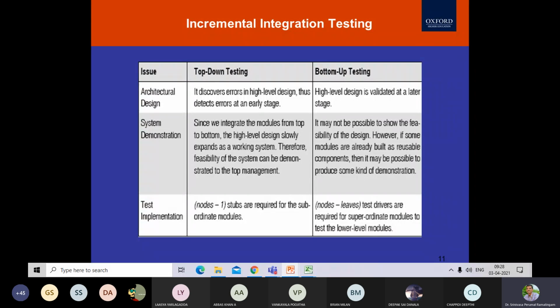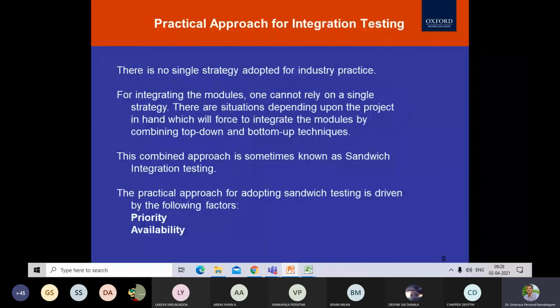What is sandwich testing? To reduce the time, one side people should start from the top level, and the other side people should start from the bottom level. That means in the middle, we will have some demonstration. We will complete our feasibility study, and at the same time, we will have some demonstration. So that's why many companies prefer sandwich integration testing. This combined approach is sometimes known as sandwich integration testing.